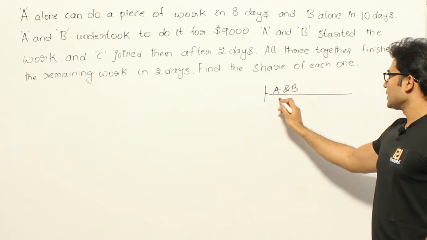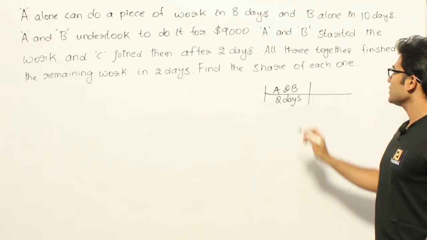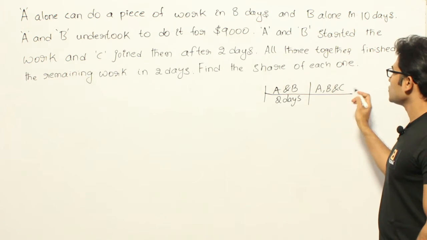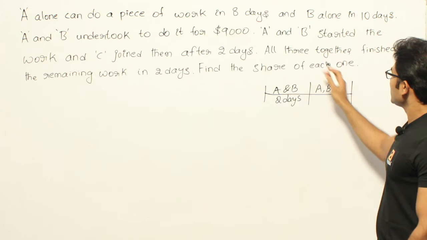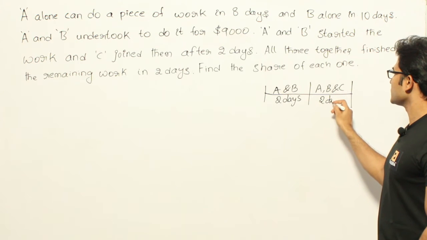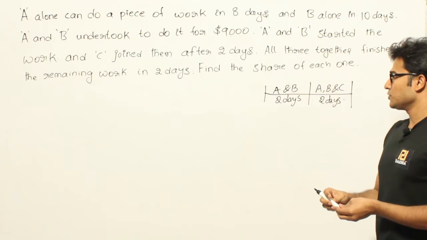days, which means A and B have completed 2 days of work and then C joined, which means A, B and C joined here. Okay, now all three together finish the remaining work in 2 days. So the remaining work is done in 2 days, right? So find the share of each one.